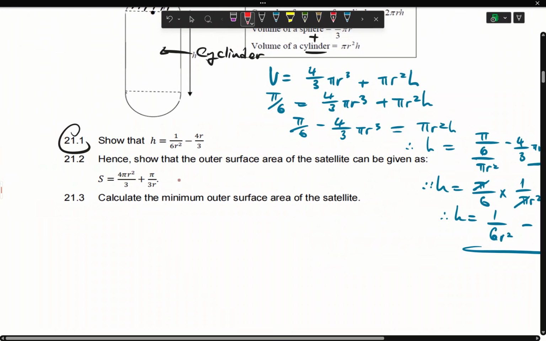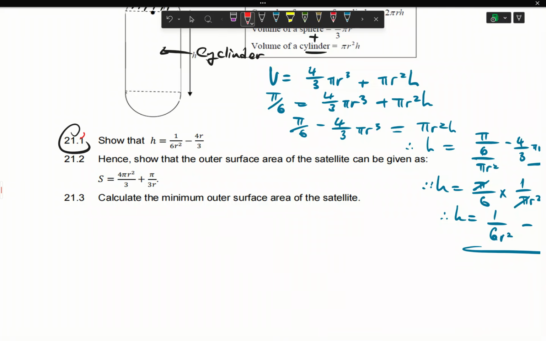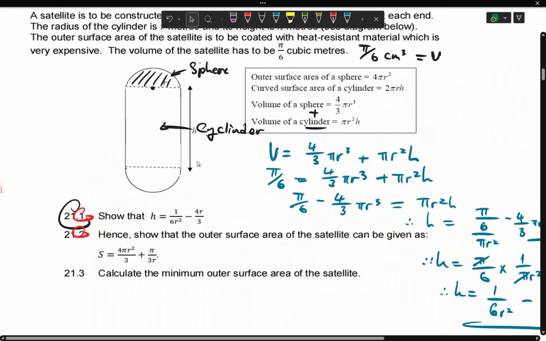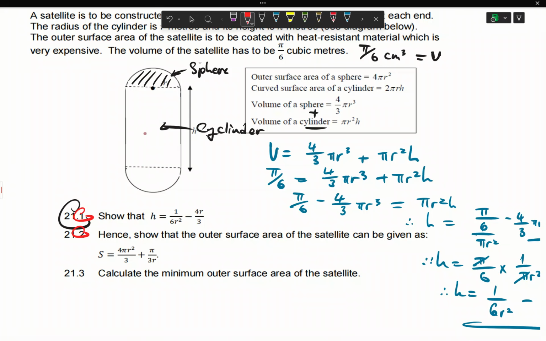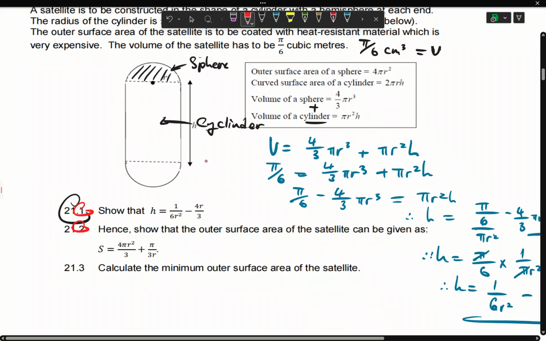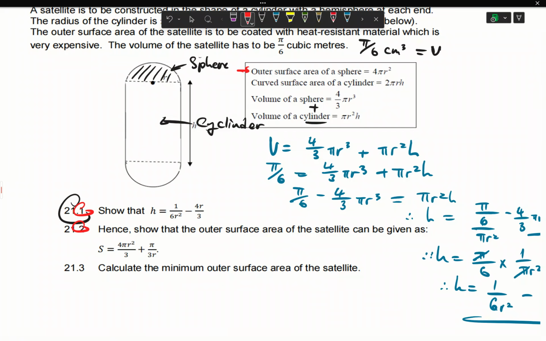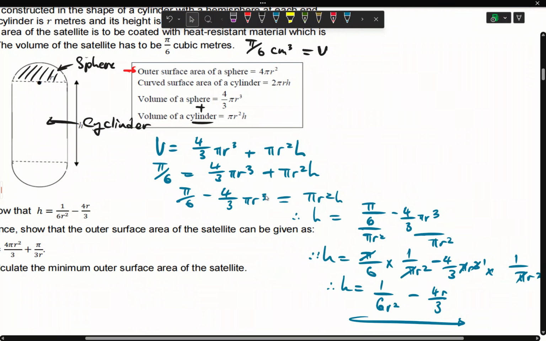So now they say "hence," meaning there is a connection between 1 and 2 there. They say hence show that the outer surface area of the satellite can be given as this. So now we need to find the total surface area of the satellite there, for which we are given those formulas: the outer surface area of a sphere and the curved surface area of a cylinder. So now let's deal with this here.